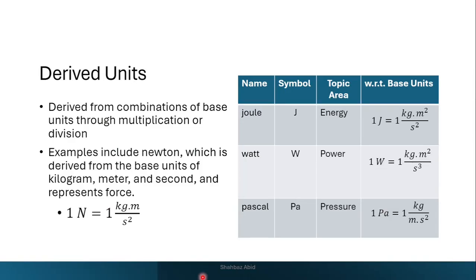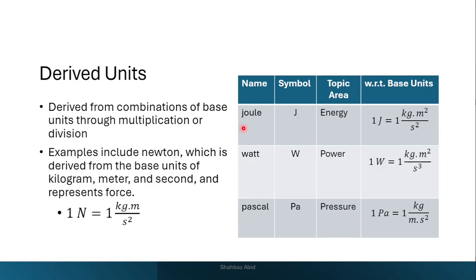There are some types of units which are derived from the base units. By combining different base units we can actually get the derived units. For example, one of the very famous derived units is Newton, which is representing a force, and we are going to discuss force in the later chapters. The force unit is Newton, and 1 Newton is equal to 1 kilogram meter per second squared.